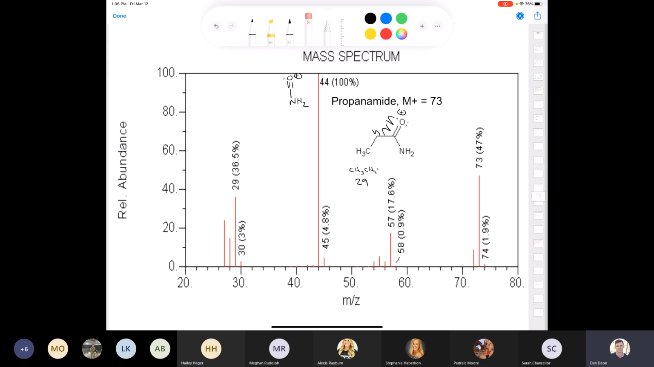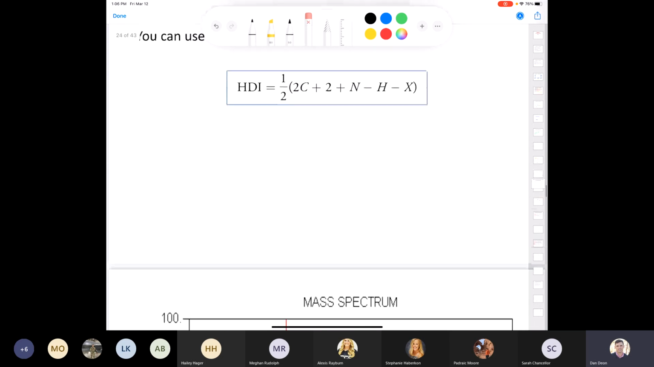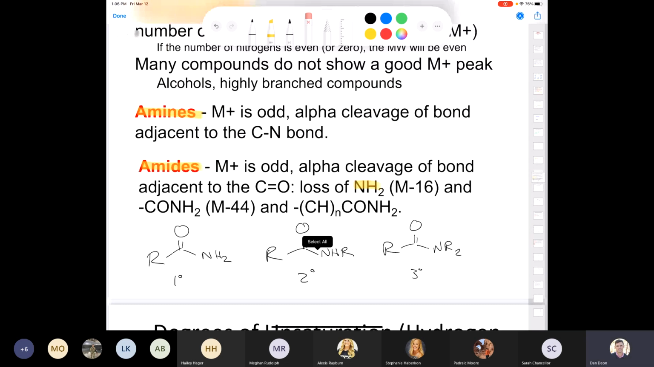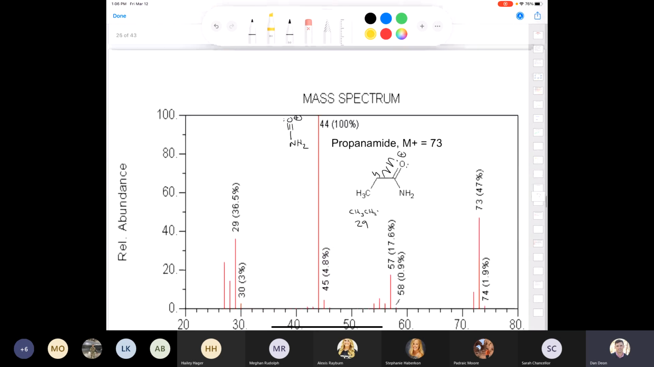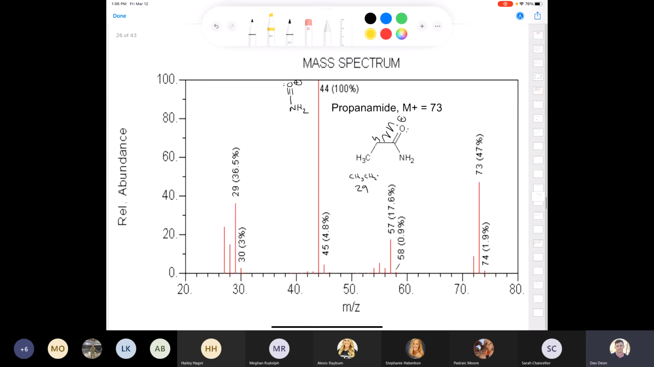What else do we see here? Is there anything else of interest? What was it? I'm forgetting something. Yeah, loss of NH2. So since it's a primary amide, let me just show you quickly. You do see the loss of NH2, right? NH2 weighs 16. If you take 73 and you subtract 16, you get this peak right here. So this peak is going to be due to, let's put it here, loss of NH2, okay? And so that would be due to this charged species right here, okay? All right, there we go.